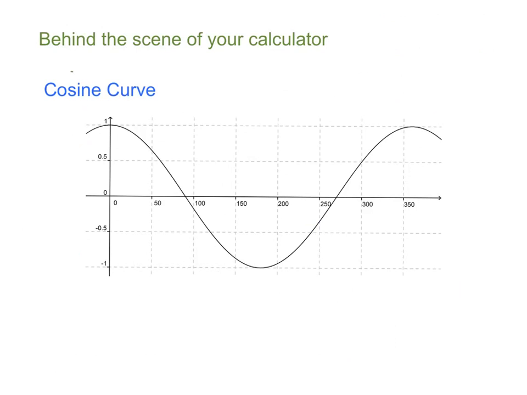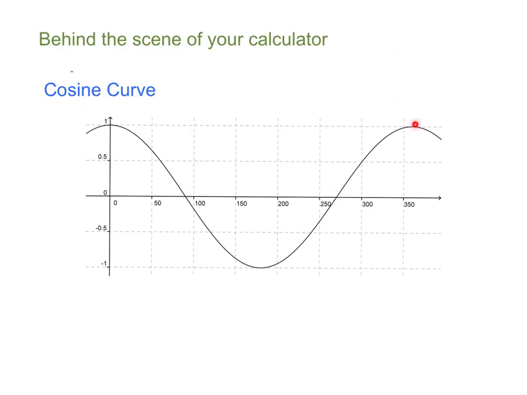Well, what is the cosine of 0? The cosine of 0 is 1. These should actually go up in 90s. So the cosine of 90 is 0. 180 is -1, right at the bottom. 270 is 0, and 360 is at 1. So you can do estimations from here as well.